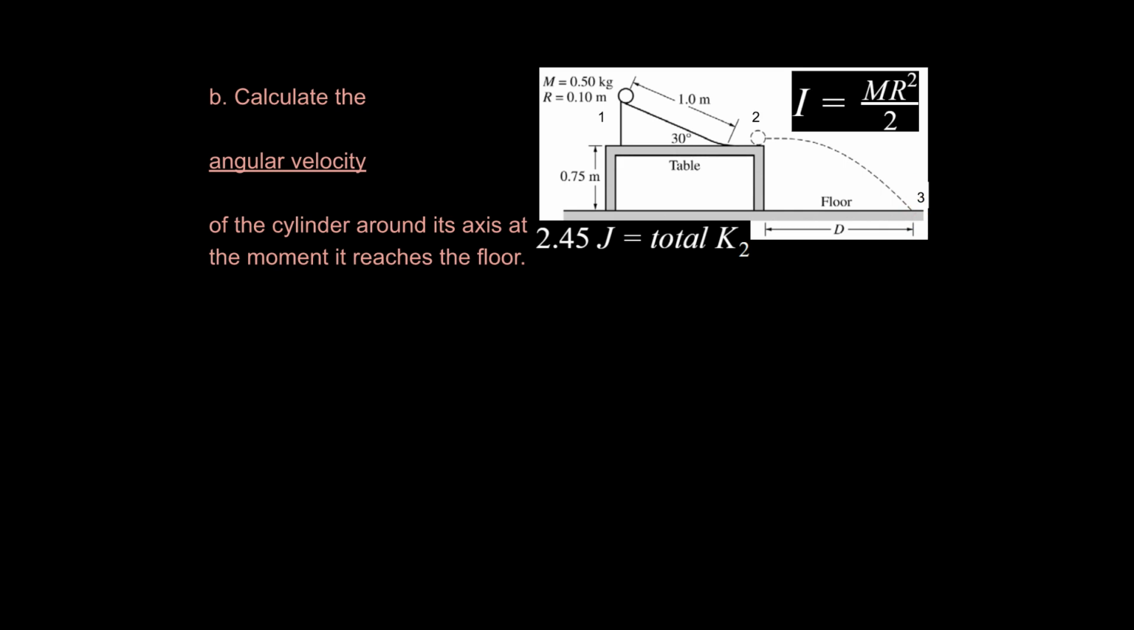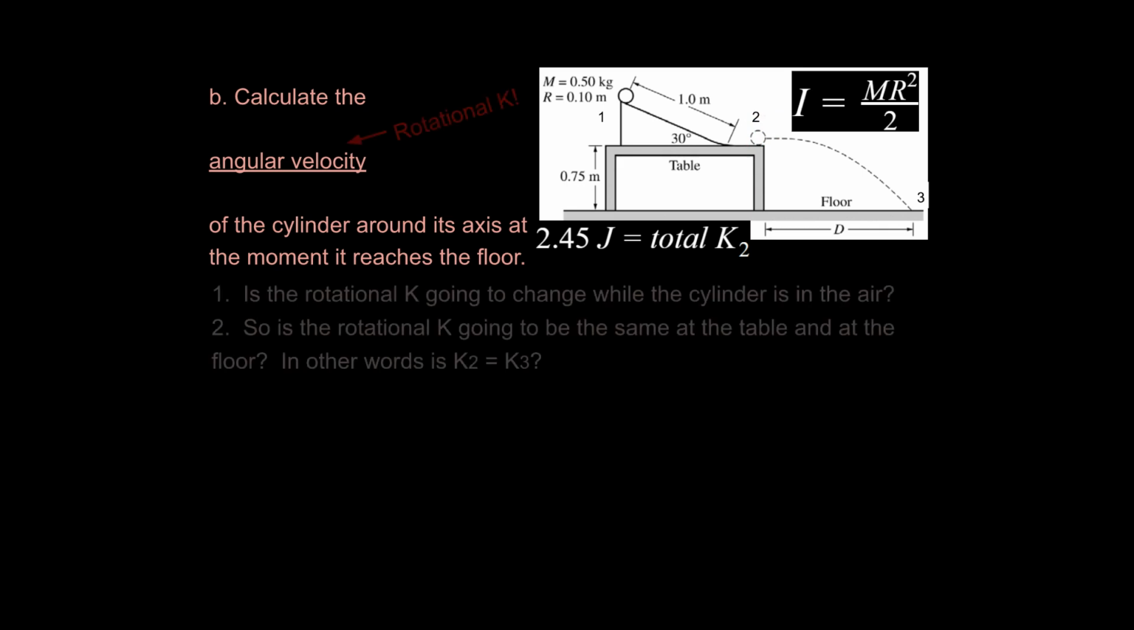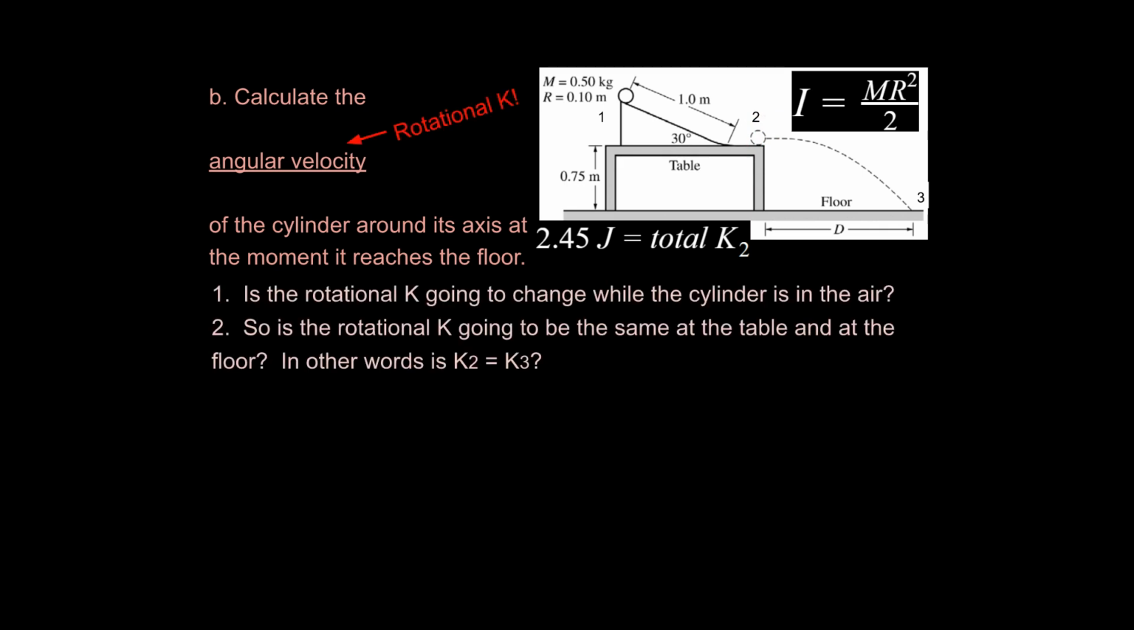Now I want you to think to yourself, is that going to be the same as it goes through the air? In other words, is this angular velocity right here for 2 going to be the same as at 3? I could ask a couple questions to get you to think about this. Is the rotational kinetic energy going to change while the cylinder is in the air? And the answer is no. It's not going to speed up in terms of its spin or slow down in terms of its spin. What would it need to be able to do that? It would need a torque, right? There's no torque being applied here.